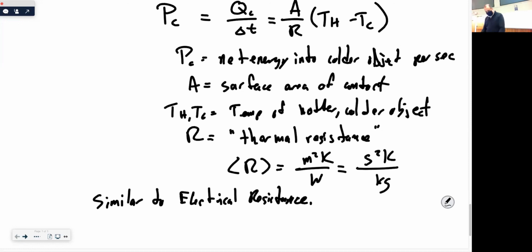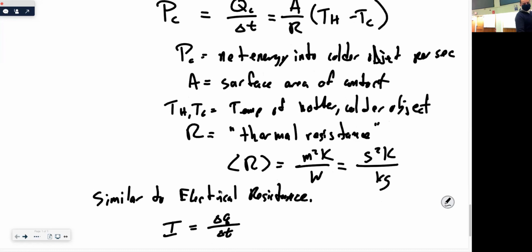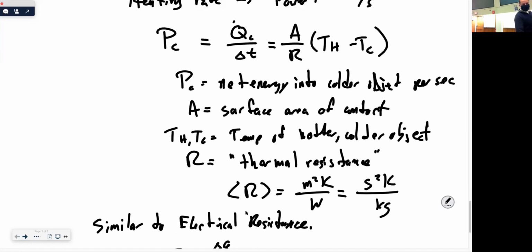How so? Well, you know how electrical resistance works. Electrical resistance is delta V over current, where current is delta Q, meaning delta charge, over delta T, right? So in this analogy, our power is equivalent to the current. Our Q in this case is a thermal energy, and in this case it's a charge divided by delta T.